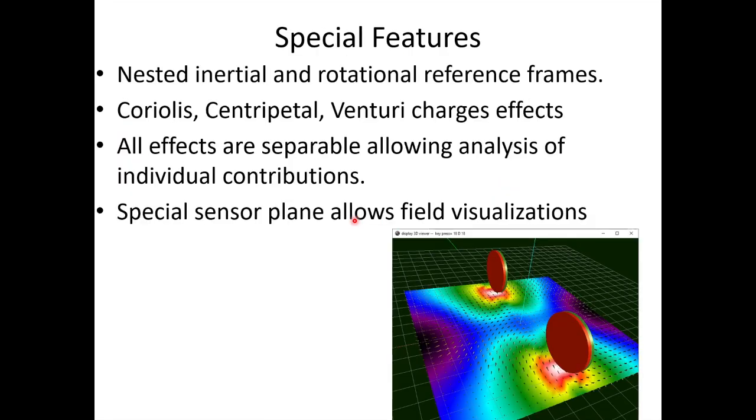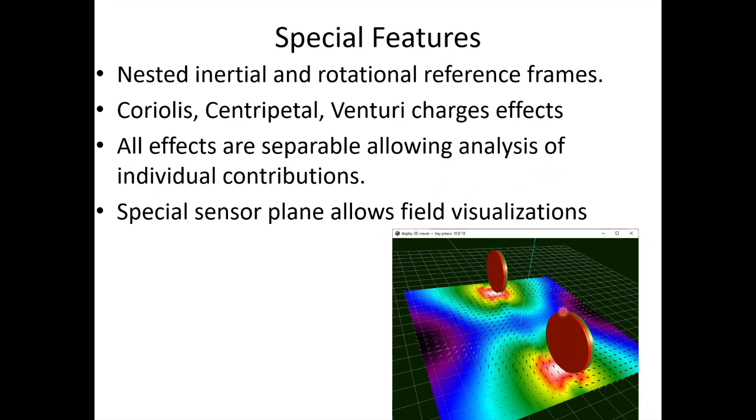Okay, so one of the special features of the new Fizzix2 software is that we have nested inertial and rotational reference frames. So you can have a rotational reference frame inside a rotational reference frame inside a rotational reference frame, and it will compute all the Coriolis and centripetal effects of all of the objects attached to any one of the reference frames that are in motion. Again, all effects are separable, allowing analysis of individual contributions.